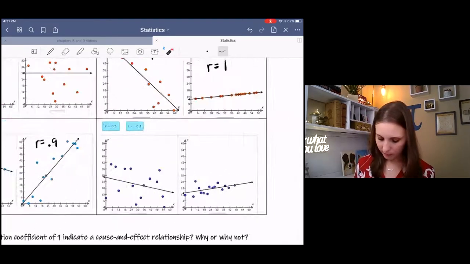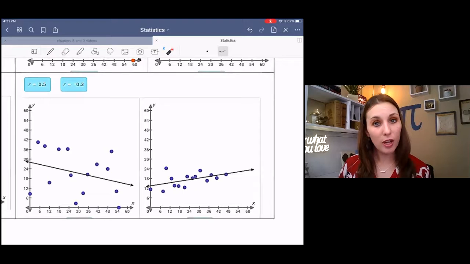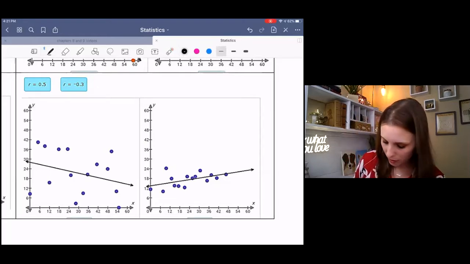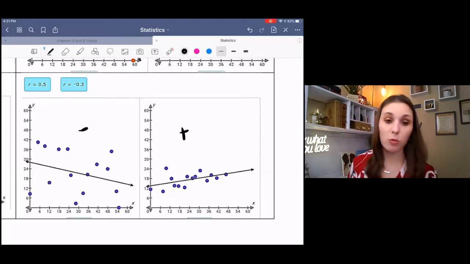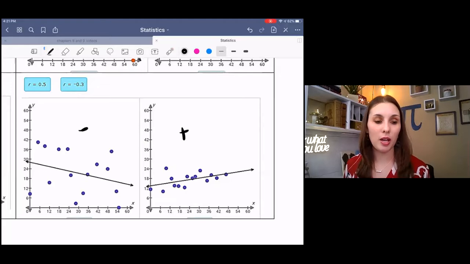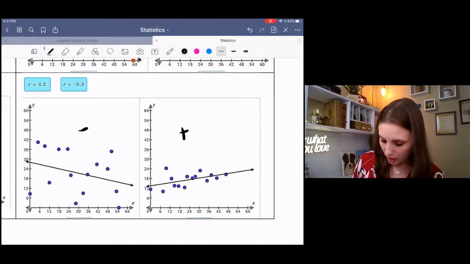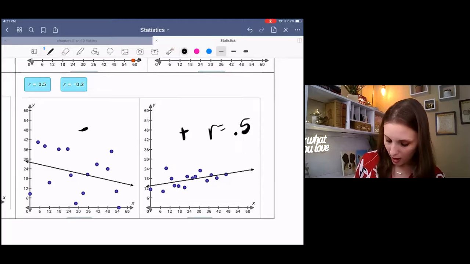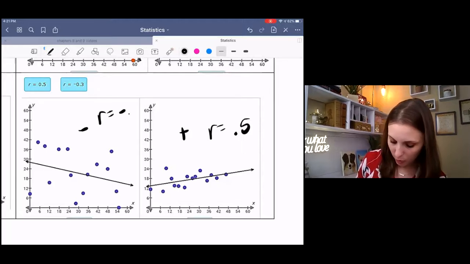Last one. R value of 0.5 and R value of -0.3. So again, this one makes it easy because one is positive, one is negative. So we already know that this one is positive, this one is negative, which by that alone, you can decide which one is 0.5 and 0.3. So this one has to be 0.5 and this one has to be -0.3.